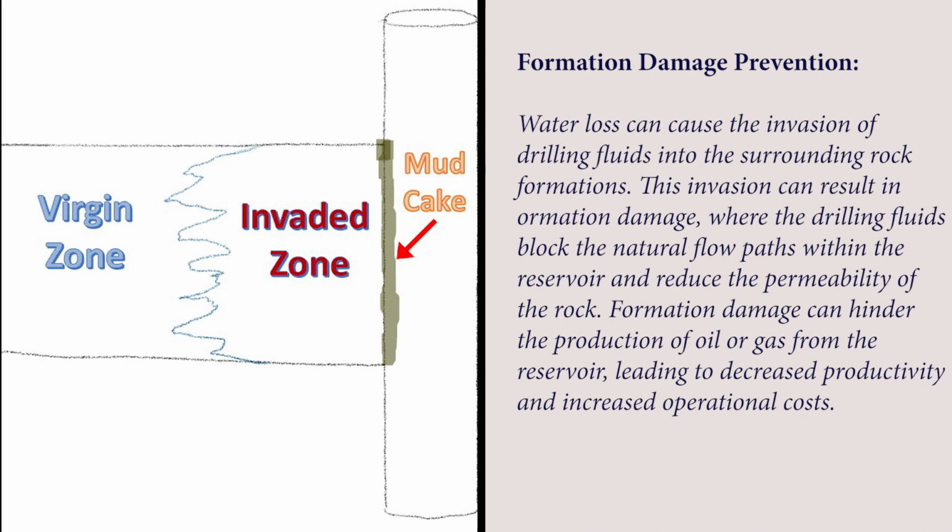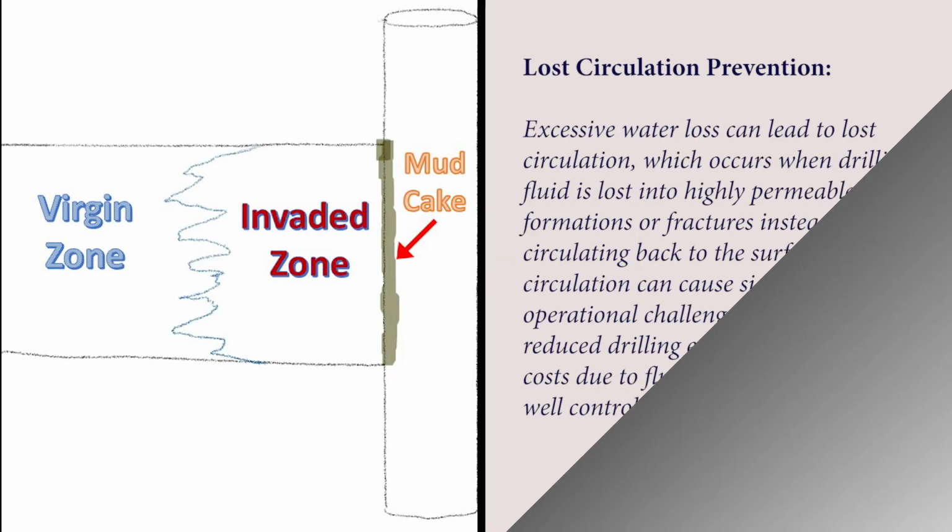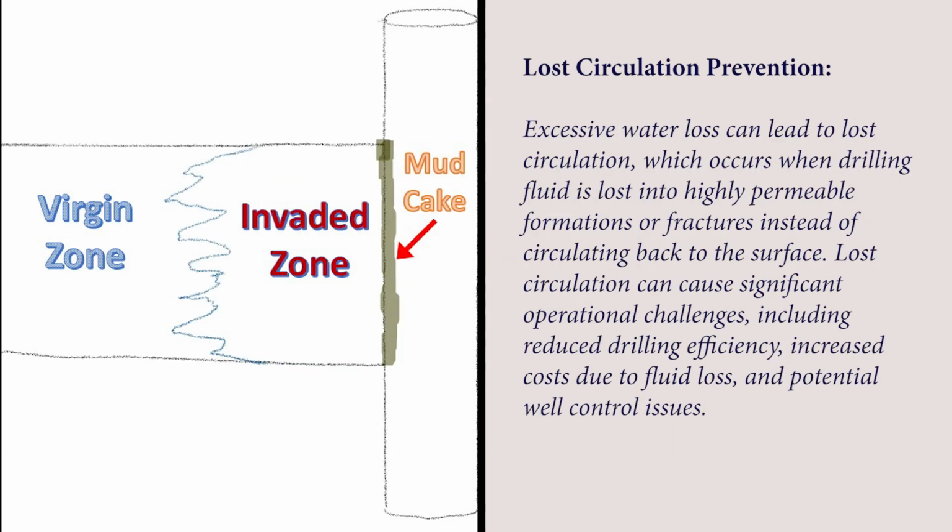2. Formation damage prevention. Water loss can cause the invasion of drilling fluids into the surrounding rock formations. This invasion can result in formation damage, where the drilling fluids block the natural flow paths within the reservoir and reduce the permeability of the rock. Formation damage can hinder the production of oil or gas from the reservoir, leading to decreased productivity and increased operational costs.